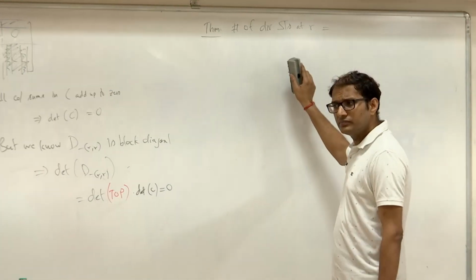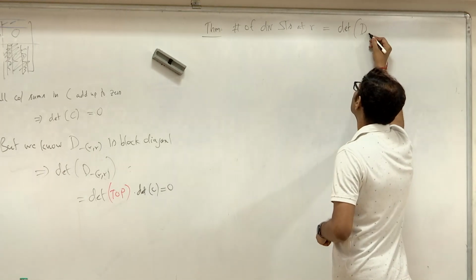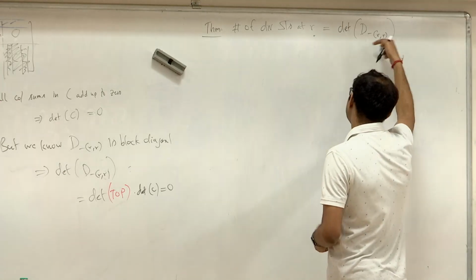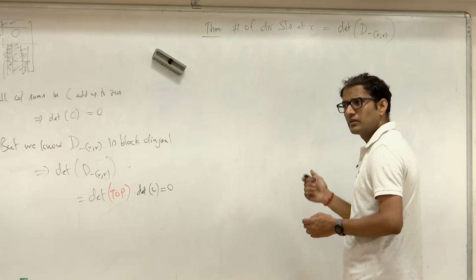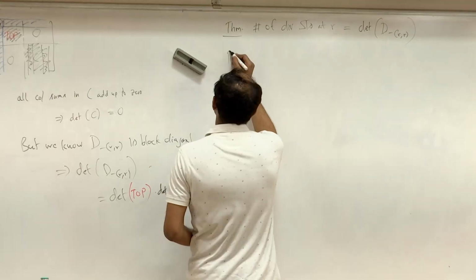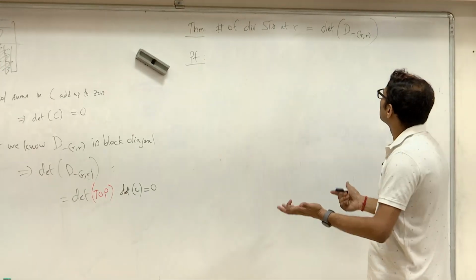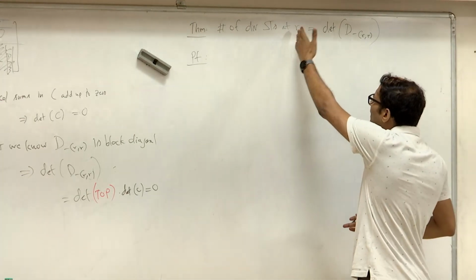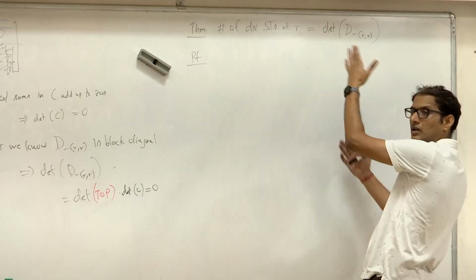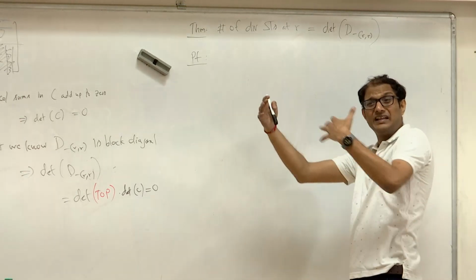Right, so we'll go to this theorem. The claim is that the number of divergent spanning trees rooted at R is the determinant of D with the rth row and rth column removed. So let's prove this claim. You want to count the number of divergent trees rooted at 1, it's some number. You want to count the number of divergent trees rooted at vertex 2, that's some different number, the determinant of a different matrix.